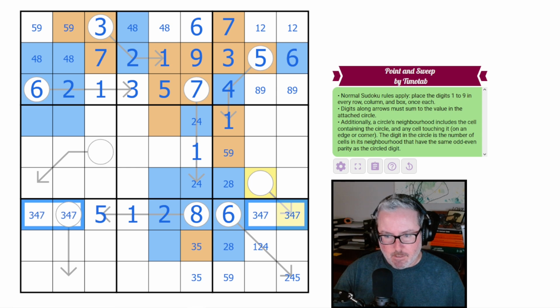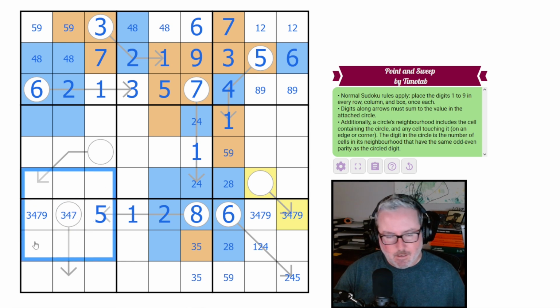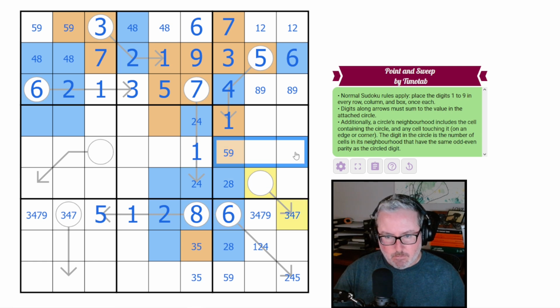3, 4, 7, and 9. This one could... Well, could it be 9? 1, 2, 3, 4, 5... No, it can't. This can't be 9, because it would force all of these to be odd, and we can't have 6 odds in one region. This can't be a 9, because it would force the same thing to happen here, and we already have multiple evens. 2, 3, 4, 5, 6, 7.